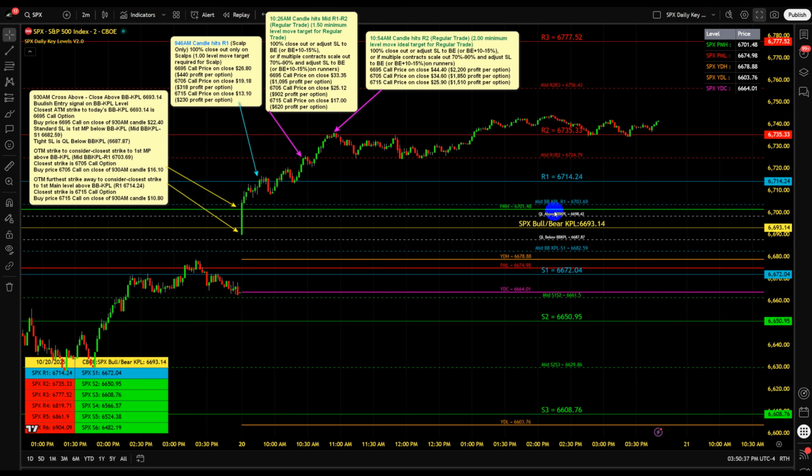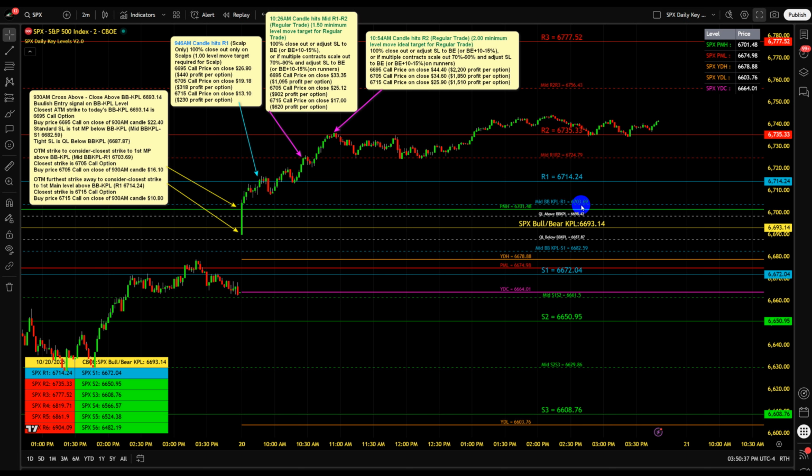Okay, so the out of the money options you can consider for this trade, a bullish trade off the bull bear KPL, are determined as follows. It's a bullish trade, so we look above for our two out of the money options. For the first option, we look to the midpoint level above and find the closest strike to that price level. In this case, the first midpoint above is 6703.69, so the closest strike to that is the 6705 call.